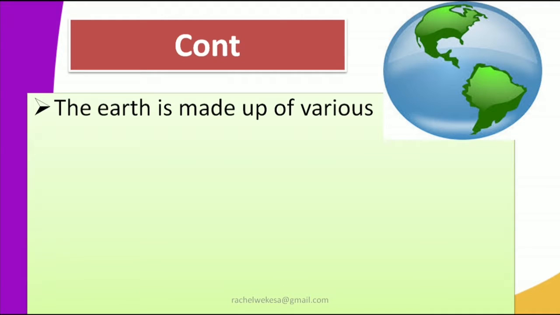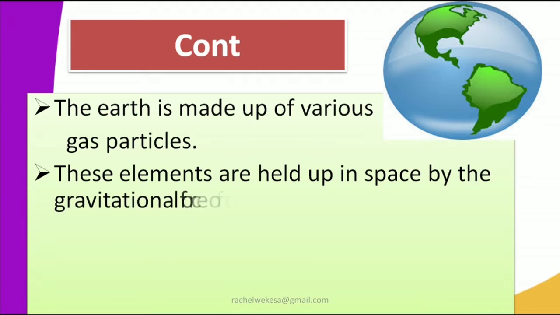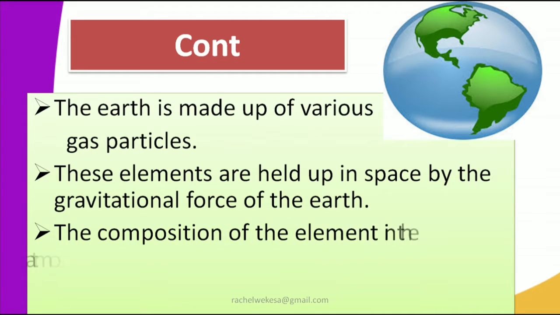So the Earth is made up of various gases. There are many gases in the atmosphere, and these gases all depend on their source of origin. Hence, we see that the elements are held up in space by the gravitational force of the Earth. So the gravity that is in the Earth is what controls the motions of the Earth's surface, the gases, the particles, everything that is on Earth. And you know gravity from your physics part of education. So for today, let's look at the various gases and compositions that we have.